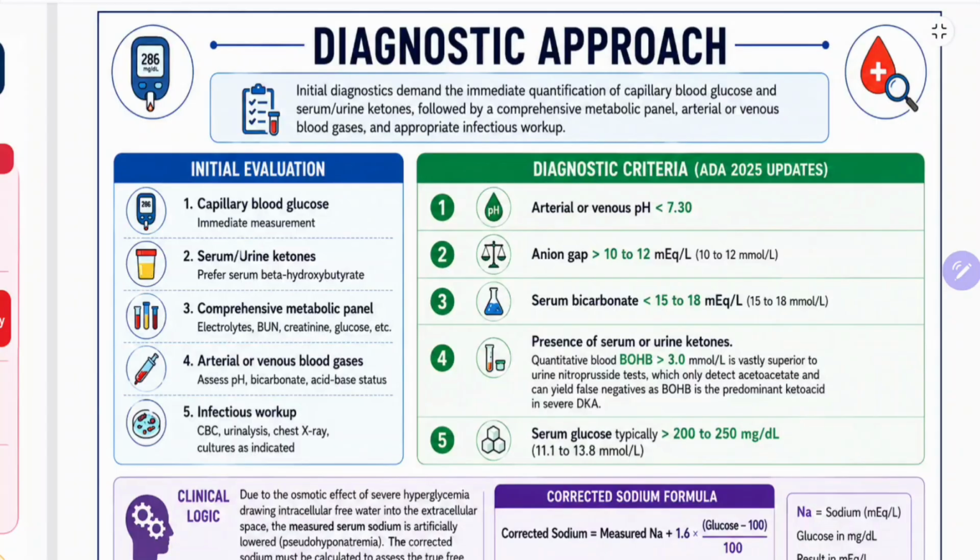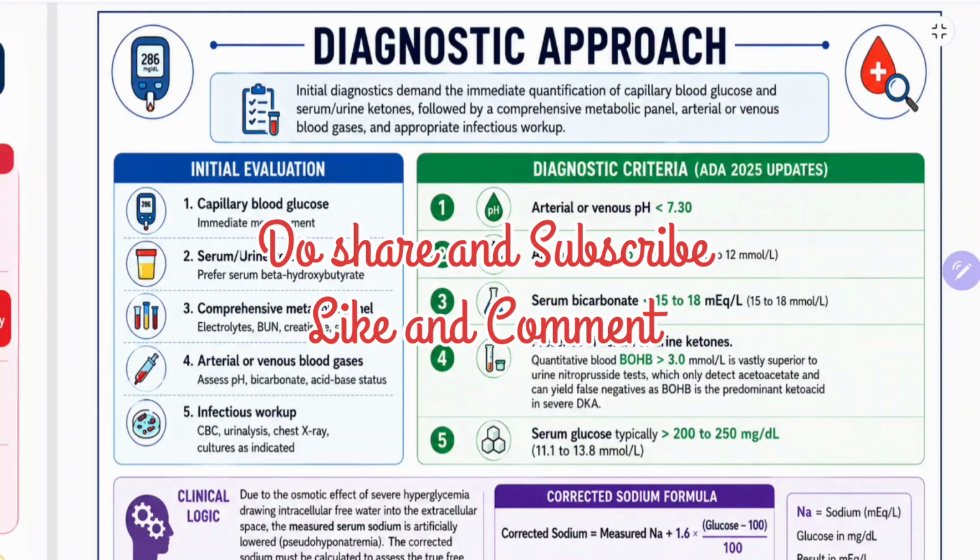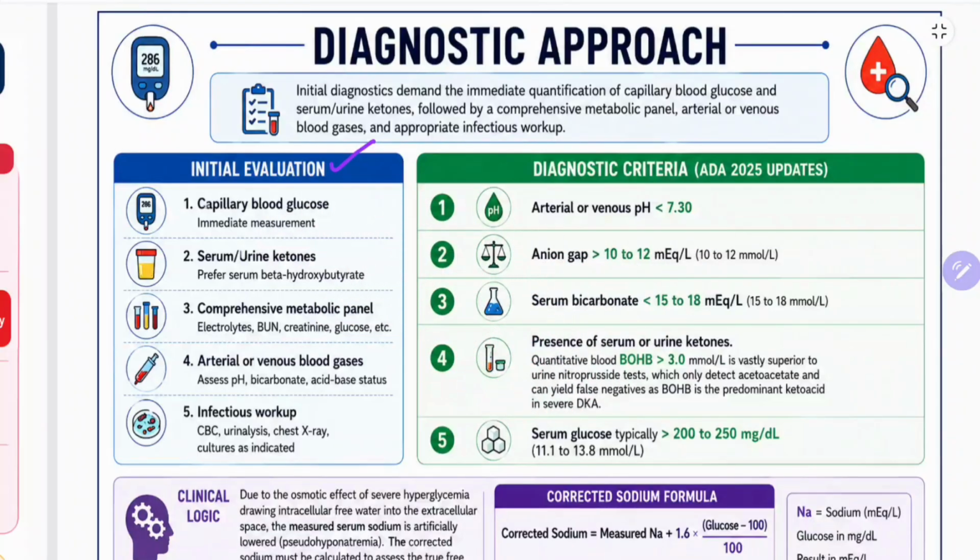So let us continue the topic of diabetic ketoacidosis. What should be the investigations? What should be the diagnostic approach? Investigations include capillary blood glucose, serum or urinary ketones, metabolic panel which includes electrolytes, BUN, creatinine and glucose, arterial or venous blood gases. So these are the cornerstone investigations of DKA.